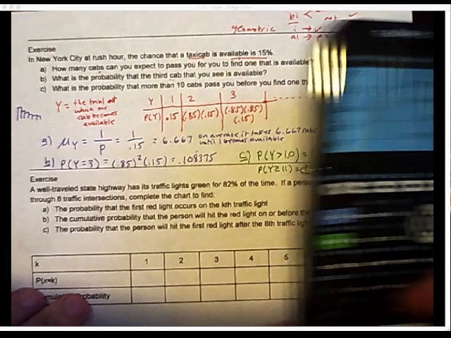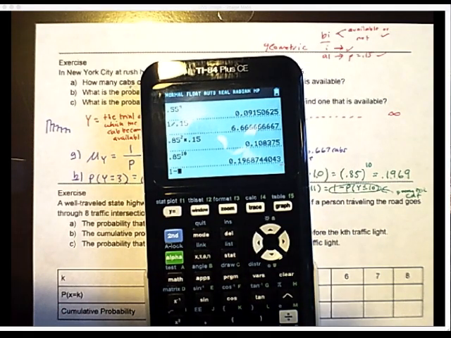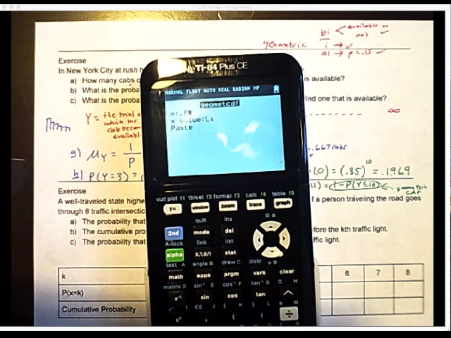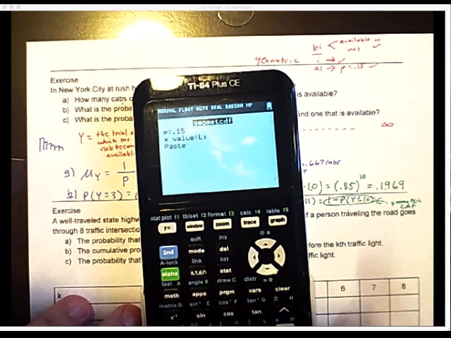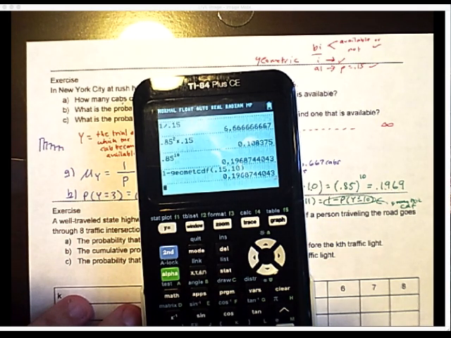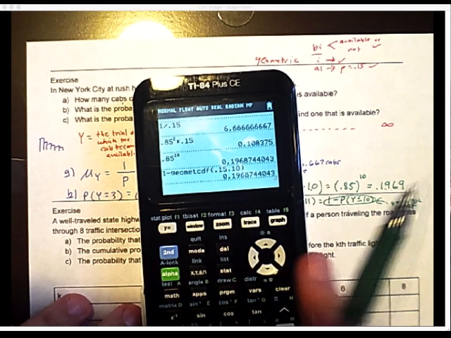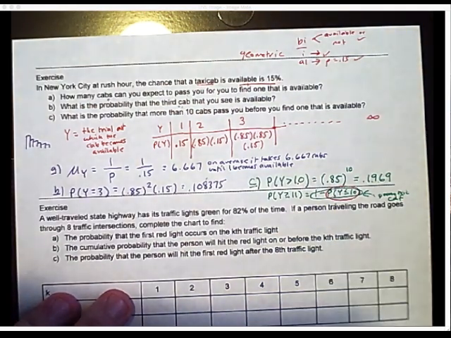Now, just to verify that that's the correct answer, we could do it this way. I could go 1 minus geometric CDF. Okay, chance of success is 0.15, sorry. The x value that I care about there is 10. Notice, exactly the same number, 0.1969. So this part is adding up the first 10 bars on the geometric histogram, but we want the right tail. So we have to subtract that total from 1.